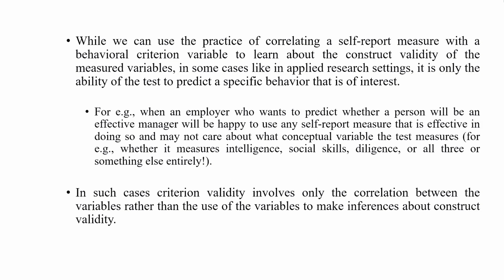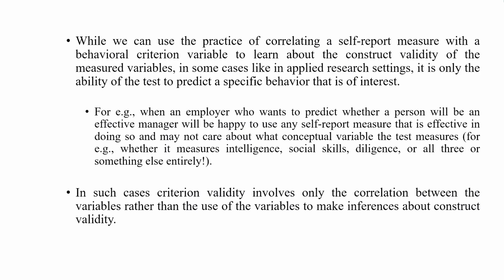Now, while we can use this practice of correlating a self-report measure with a behavioral criterion variable to learn about the construct validity of the measured variable, in some applied research settings, only the ability of a given method to predict something that is going to happen in the future is of interest. So, for example, the validity of an instrument can be considered only as good as its predictions about the future. If an employer wants to predict whether a person will be an effective manager, he will be happy to use any self-report measure that is effective in making these predictions.